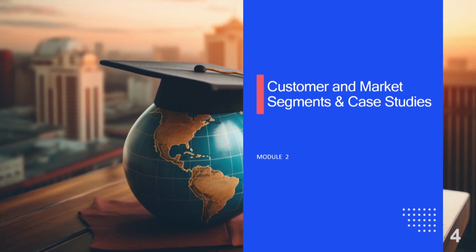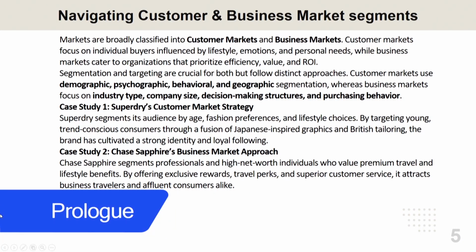Here, we are looking at customer and market segments and a few case studies which will give you a nice meaty exposure to this entire thought process. So, if you are to navigate customer and business market segments, what you need to do is first understand that they are broadly classified into these two customer and business market segments, and each operates in its own individual unique way. Customer markets, to begin with, they focus on individual buyers. Yes, they may be clustered into groups finally, but at the unitary level, these are individual buyers who are influenced by lifestyle, what their emotions drive them towards, what their personal needs are when they are consuming something.